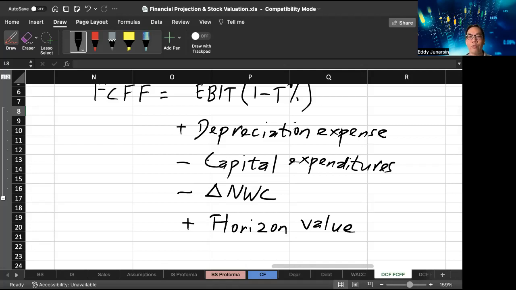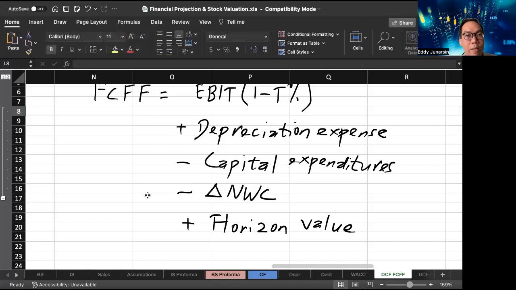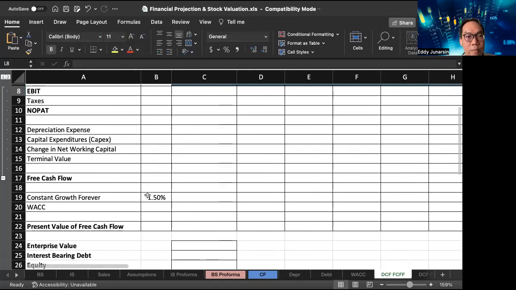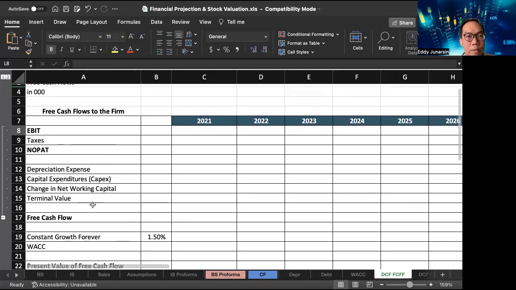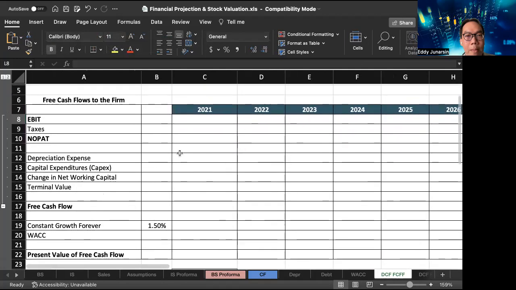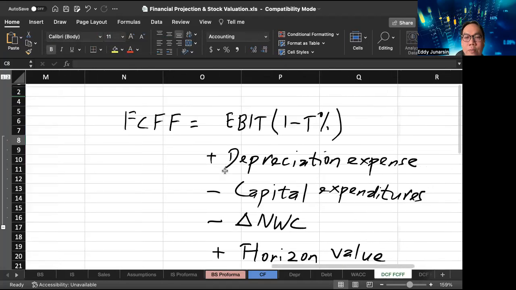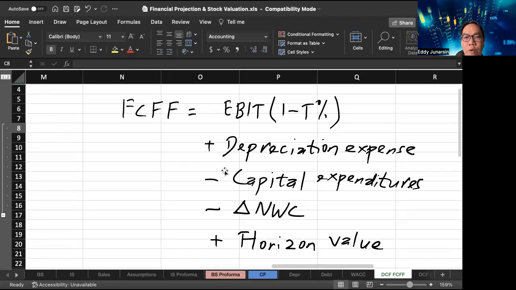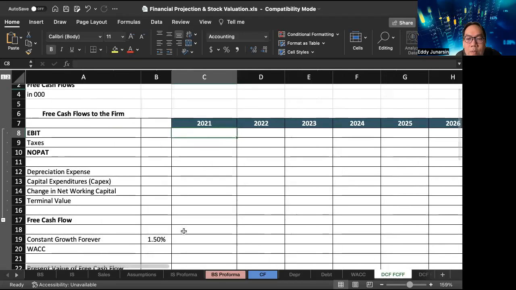Okay, and then you get the free cash flow to the firm. So essentially, that's the free cash flow to the firm. So we go back here to see the details. Okay, so EBIT, let's see the formula again. All right, we start from the EBIT, earnings before interest and taxes.